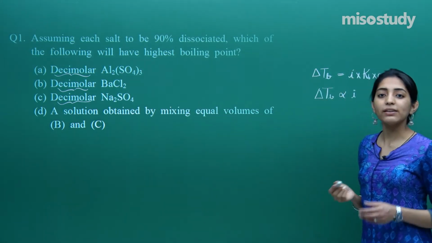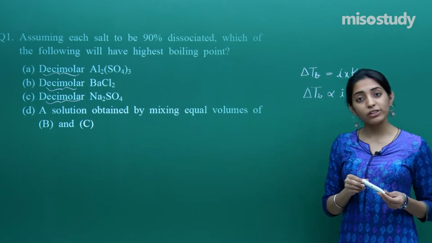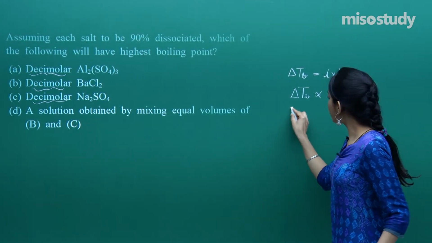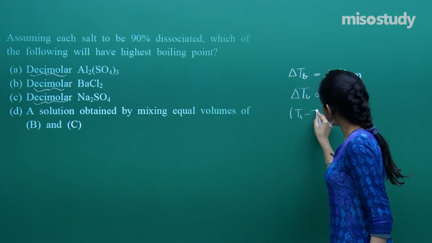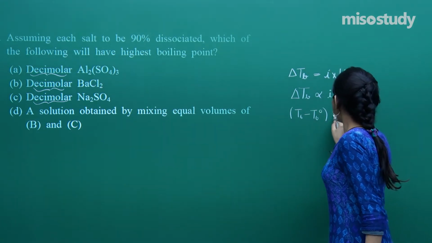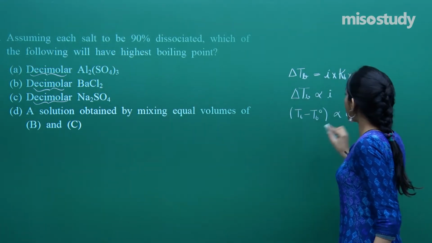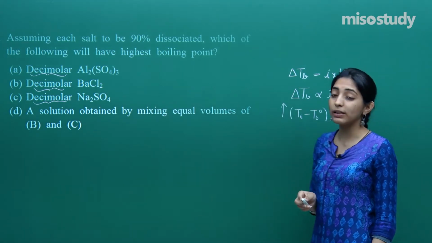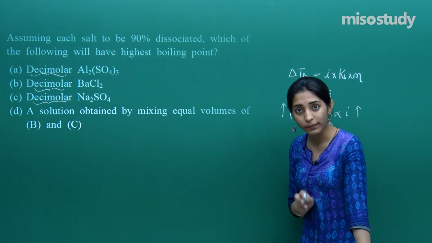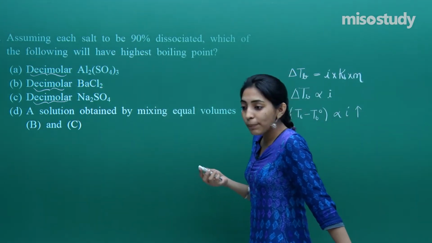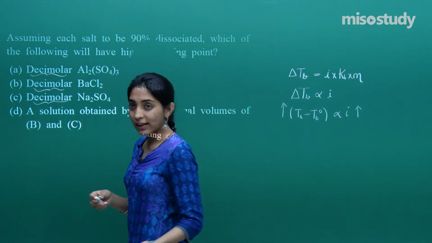So more will be the value of i, more will be the elevation in boiling point, and now we know delta Tb is equal to Tb minus Tb naught. Since Tb naught is same, we can say more will be the value of i, more will be the value of Tb. So i basically is the total number of particles that you will be getting.